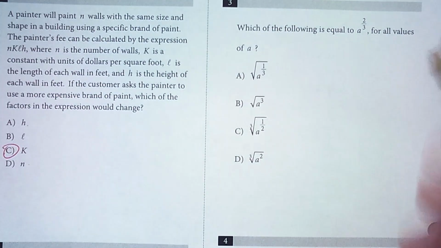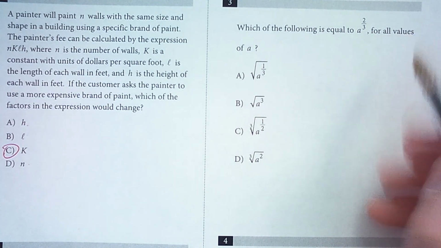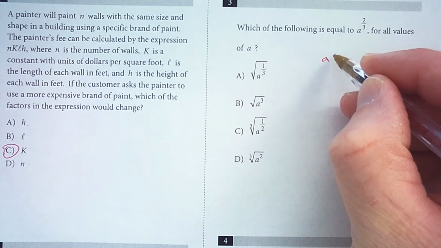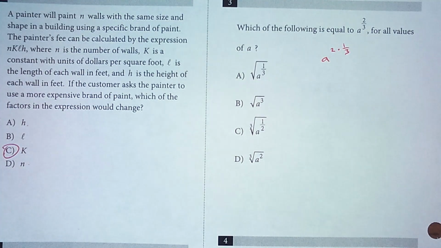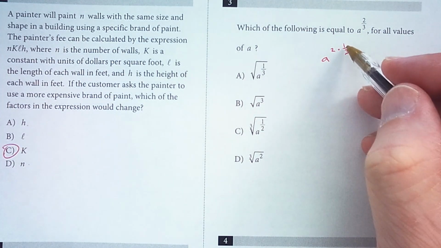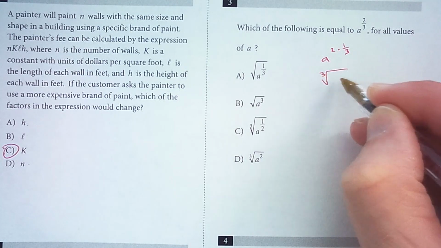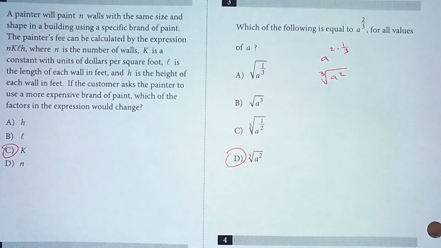Which of the following is equal to a to the 2/3 power for all values of a? So a to the 2/3 power is the same as a to the 2 times 1/3 power, and the 1/3 power is the same as the third root, or the cube root. So it's the cube root of a squared, and that is option D.